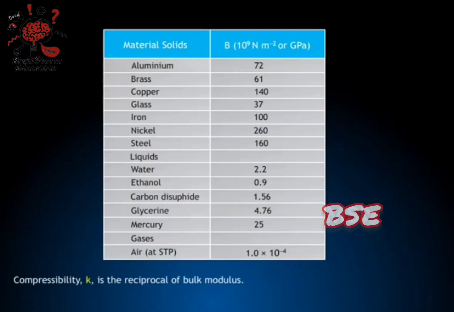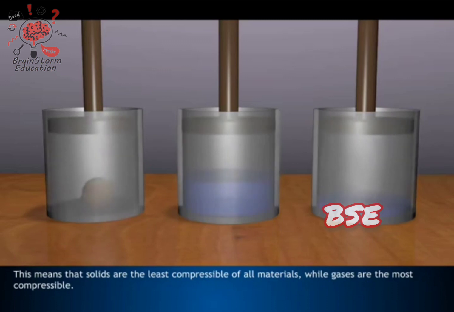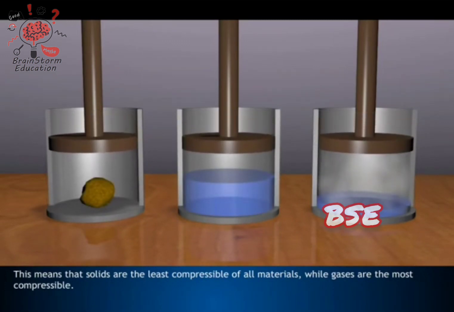Compressibility, K, is the reciprocal of bulk modulus. Compressibility is defined as the fractional change in volume per unit change in pressure. K is equal to 1 by B, which is equal to minus 1 by delta P into delta V by V. From the table for bulk moduli, it is clear that the bulk moduli for solids is much larger than that for liquids, which is again much larger than that of gases. This means that solids are the least compressible of all materials, while gases are the most compressible.